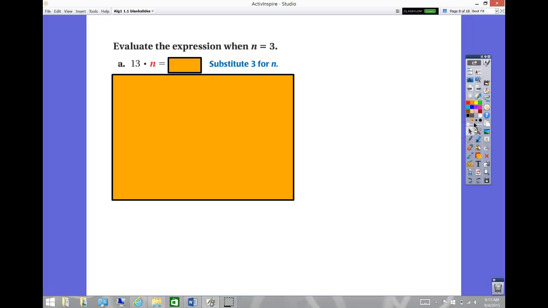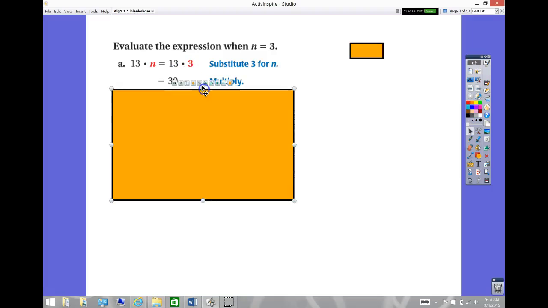Evaluate the expression when n equals 3. This is an example coming from your book. The first one, 13 times n. We recognize that dot meaning multiplication. To evaluate means substitute the 3 for n, meaning in the place of the n, put a 3, which will look like that. And 13 times 3, you can figure that one out. 39.